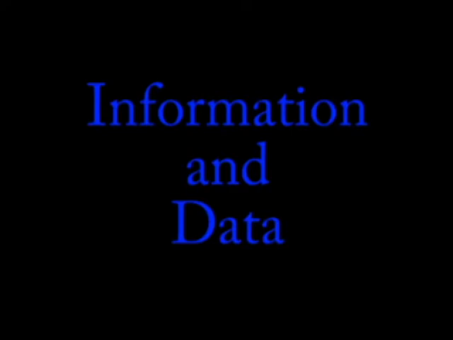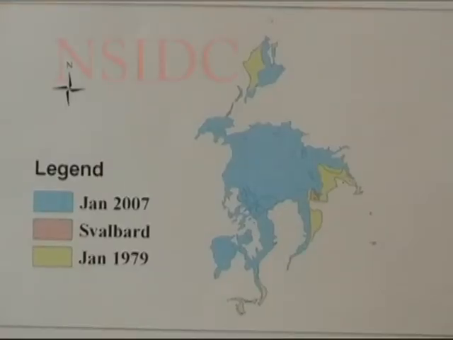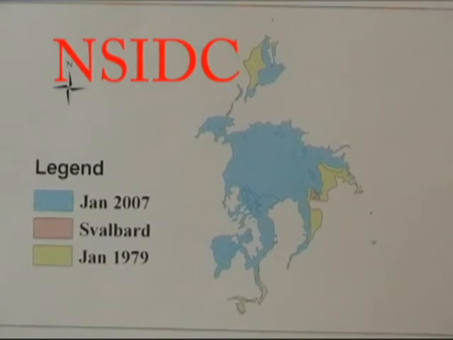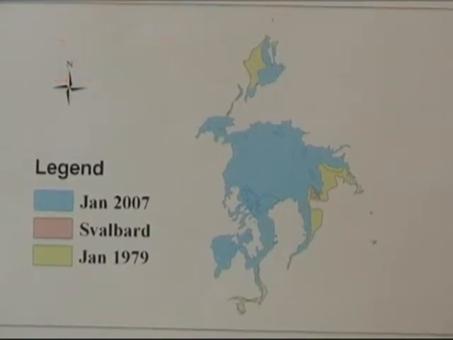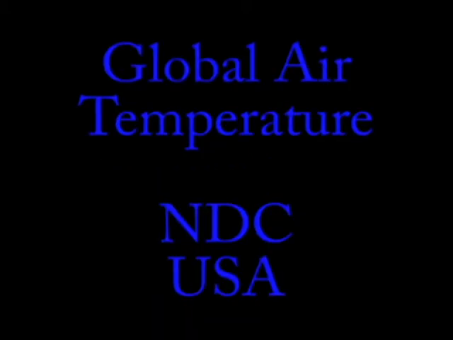Our information and data to prove these theories are field data that was collected by Jonas Åkerman during the past 3 decades, sea ice data that is being provided by the National Snow and Ice Data Center of the United States, wind data from the Norwegian Climatology Institute, local air temperature data, and also global air temperature that's provided by the National Data Center.